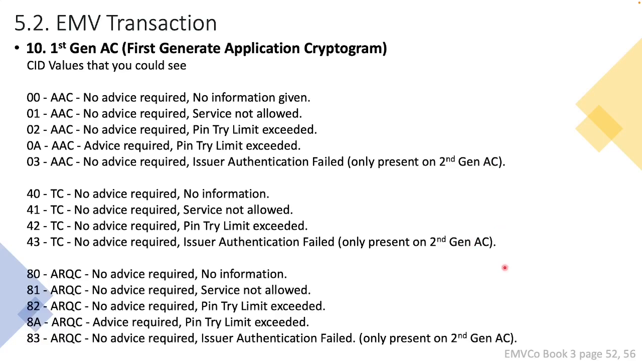Okay, and then the same sort of principle applies here, right? You'll see we've got 1, 2, 3, 4, 5 options. 4 of them say that no advice should be sent up, and one of them says that an advice is required. As we know, it's only for a pin trial limit exceeded condition.